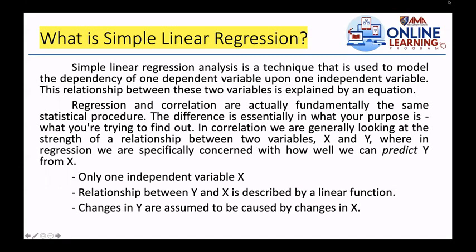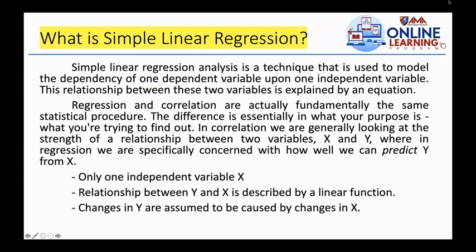Regression and correlation are actually fundamentally the same statistical procedure. The difference is essentially in what your purpose is, what you're trying to find out. In correlation, we are generally looking at the strength. Remember, I told you the strength of a relationship, particularly what relationship? Linear relationship between two variables. How do you find the strength? In part one, you compute for the coefficient of correlation and you use the table. Remember the table to find the strength of X and Y.